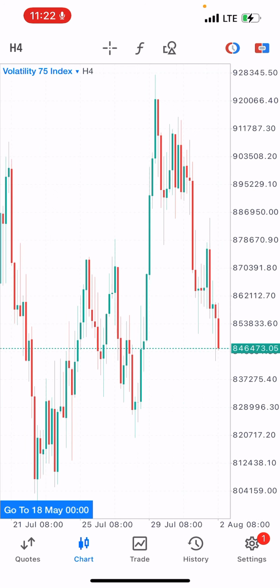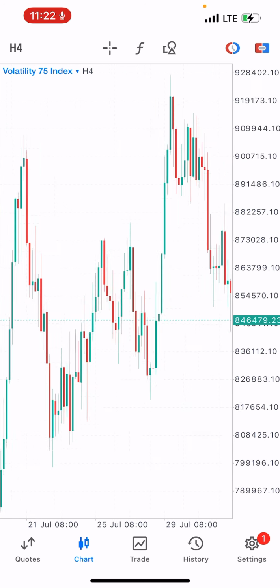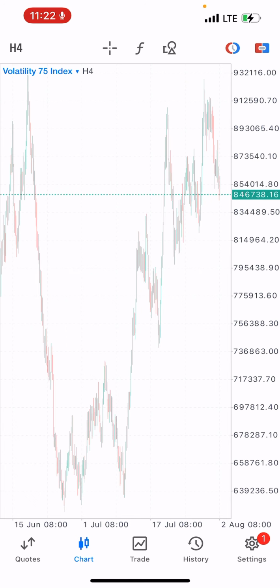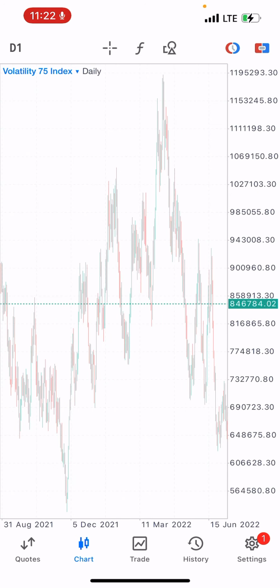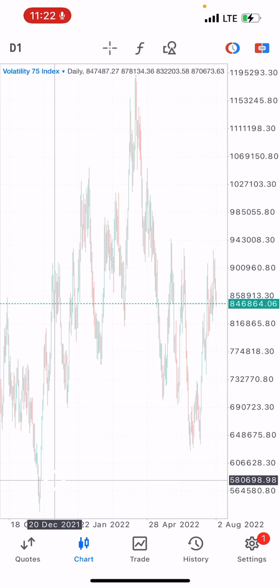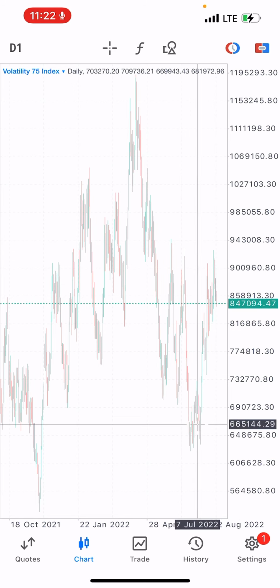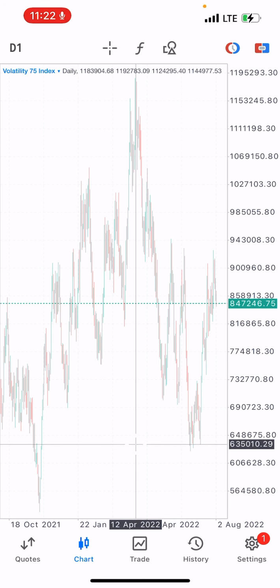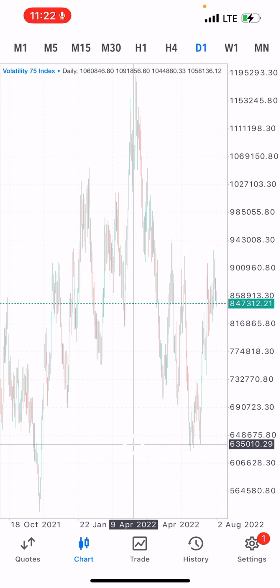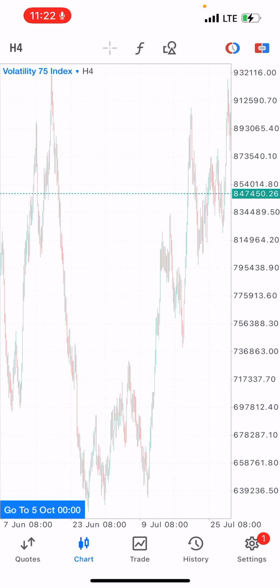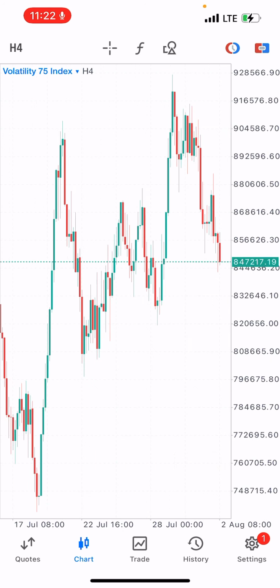So right now, I really don't have a clear direction for this one, but the daily time frame is kind of convincing that it's going to sell from this point down to the bottom side, that is to this support level. So I think we just have to watch and see what the market is gonna be like for Vix75 index.